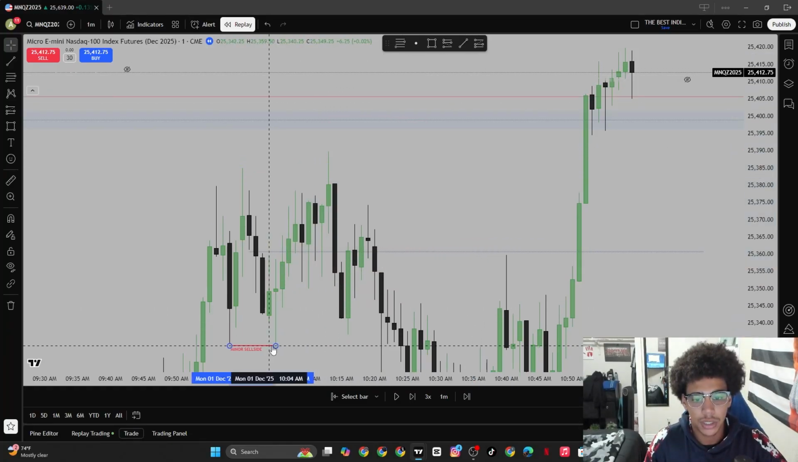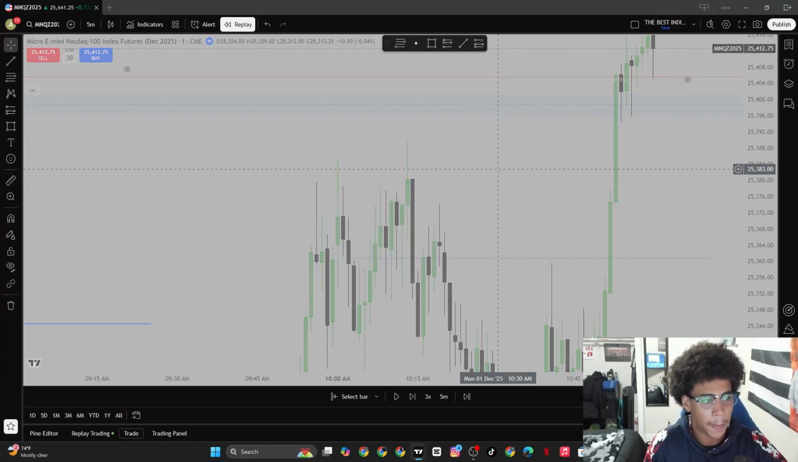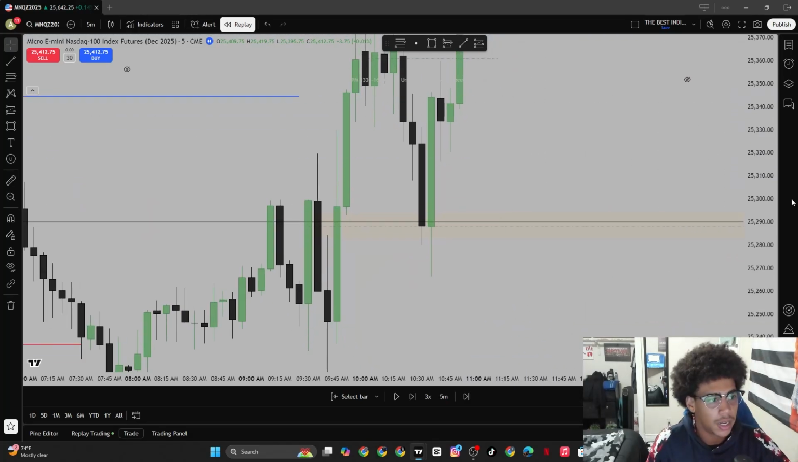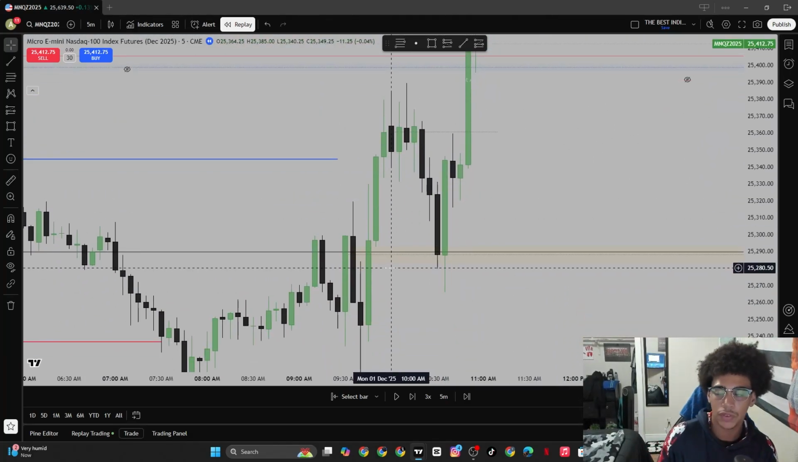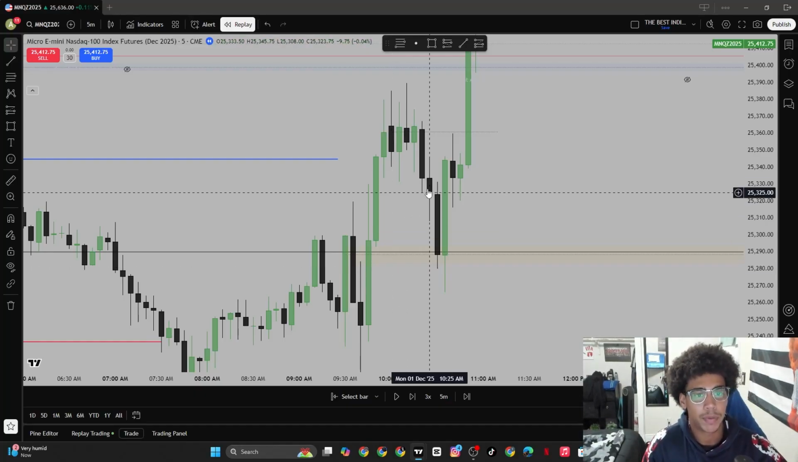So after a continuation, when I'm looking for a continuation play, and this is mainly, and I think only, when we have stacked fair value gaps. This is something I've been back testing. Whenever you have stacked fair value gaps like this, if it's 15 minutes or 5 minutes, if you have two stacked fair value gaps like this, basically the concept is you want to look at premium and discount.